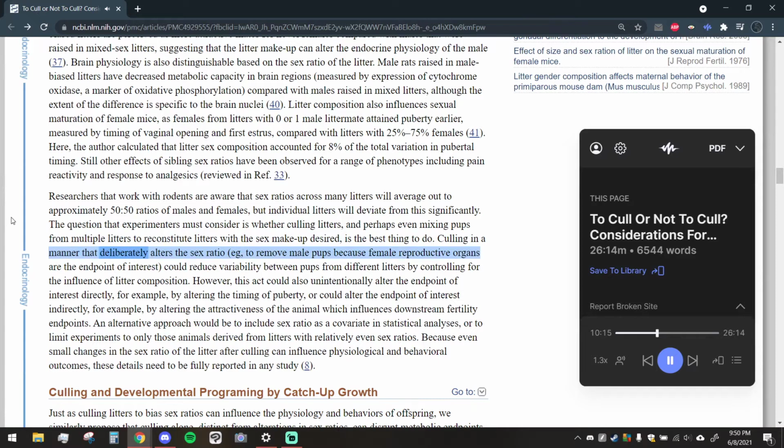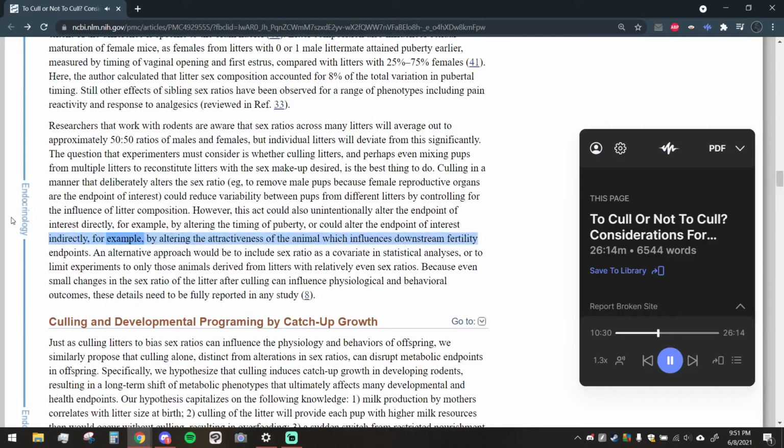Culling in a manner that deliberately alters the sex ratio, e.g., to remove male pups because female reproductive organs are the end point of interest, could reduce variability between pups from different litters by controlling for the influence of litter composition. However, this act could also unintentionally alter the end point of interest directly, for example, by altering the timing of puberty, or could alter the end point of interest indirectly, for example, by altering the attractiveness of the animal, which influences downstream fertility endpoints.